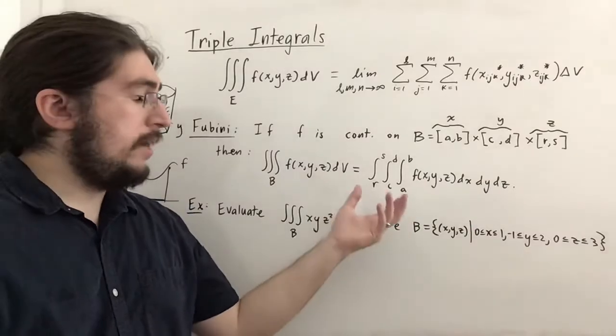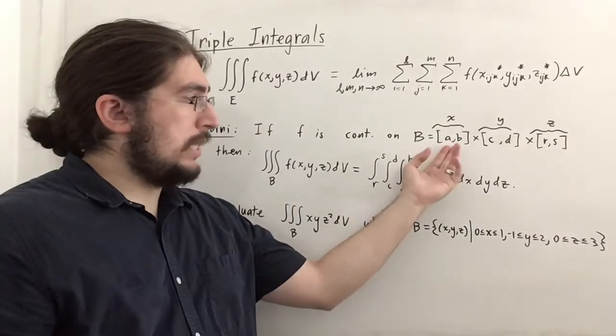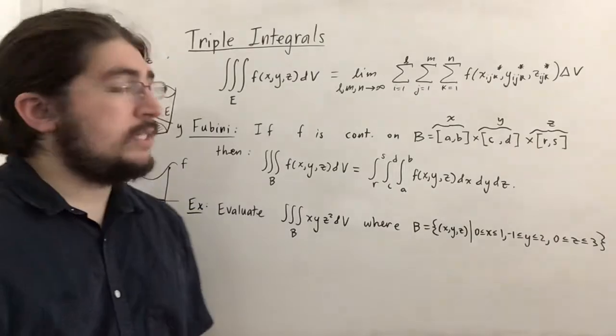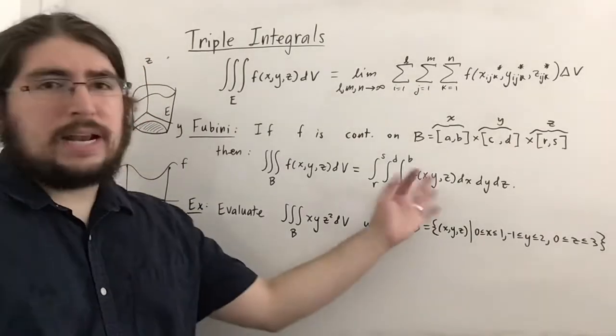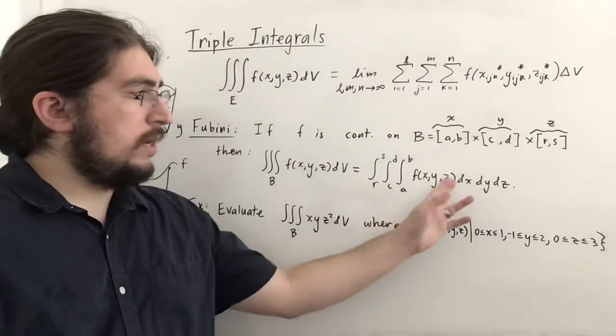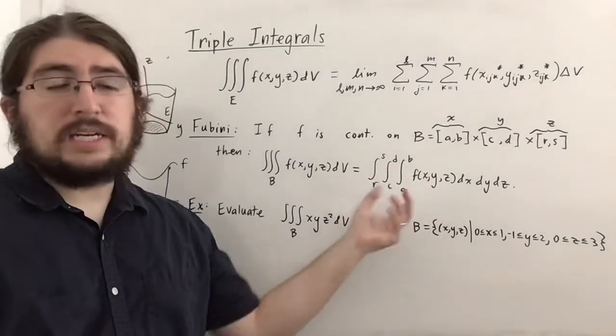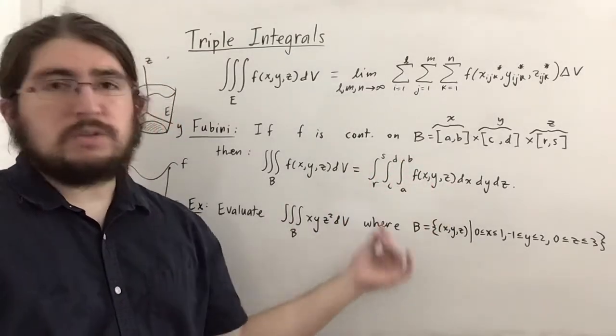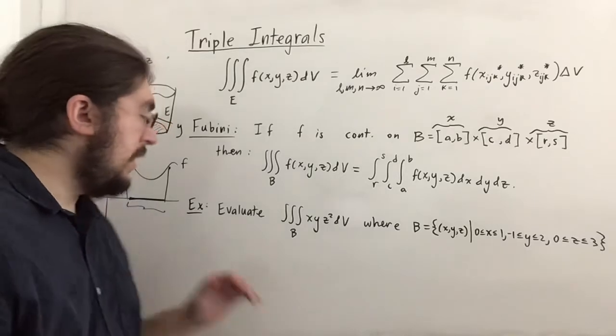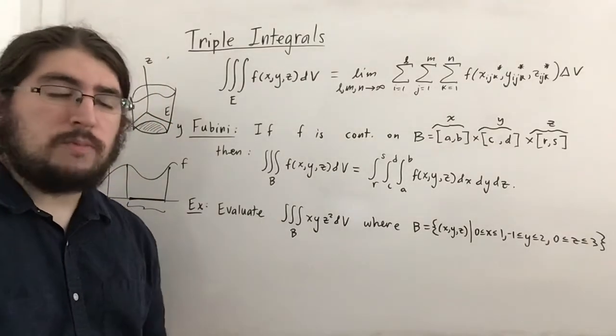It's literally an iterated integral where your x limits are a to b, y limits are c to d, and your z limits are r to s. And you can actually go in any order. So if you want to do dx first, then of course you have to set it up that way. And then otherwise, if you want to do dy first, then you're free to do that as well. Now we have an example here where we'll basically be using Fubini's theorem.